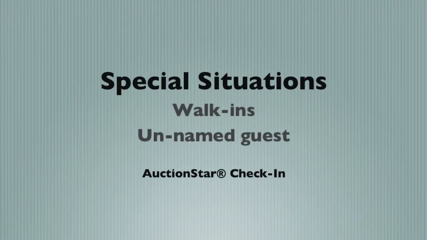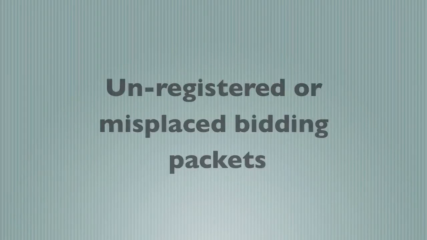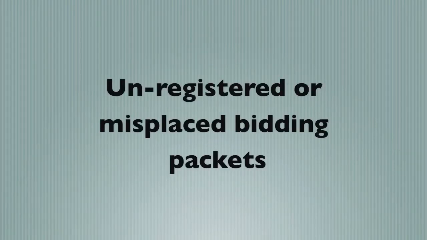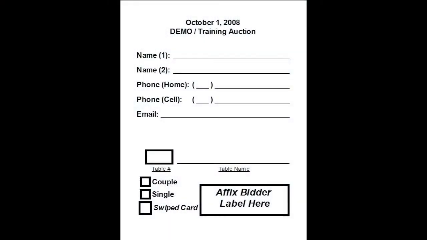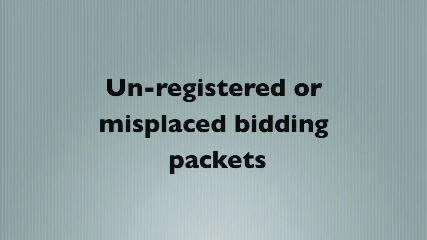Special situations, walk-ins and unnamed guests. During the check-in process, there will be situations when a guest comes up and they are not registered or their bidding packet cannot be found. The best way to handle these guests is to assign them one of the pre-printed walk-in packets. To do so, you simply have the guest fill out one of the registration slips, which you can generate from AuctionStar, and peel one of their stickers and affix it where it says affix bid label here. The information will then be updated on the system by the supervisor.